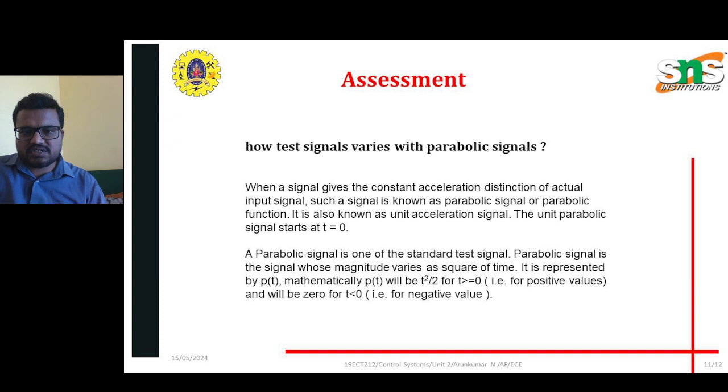It is also represented by p of t. Mathematically, it can be represented by t square by 2, with respect to t greater than 0, it is a positive value, and it is 0 for negative values of t. So this is one of the ways to analyze the control system for parabolic signals.